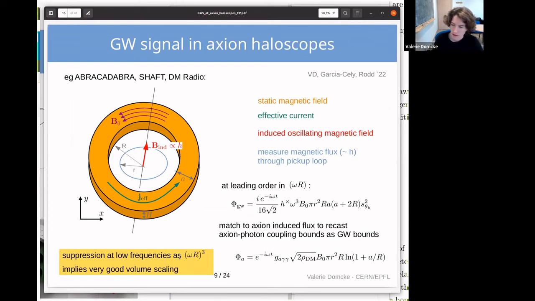But once you've paid this penalty factor once, the interesting thing is that since you're scaling with volume to a high power, as you increase your volume, your sensitivity to the axion photon coupling grows, but your sensitivity to the gravitational wave strain grows even much faster. So in terms of volume scaling, this is actually very promising.